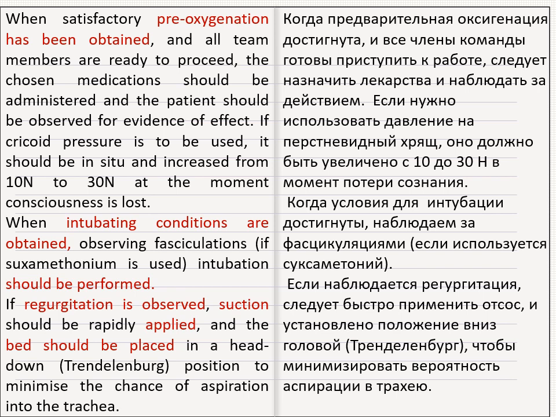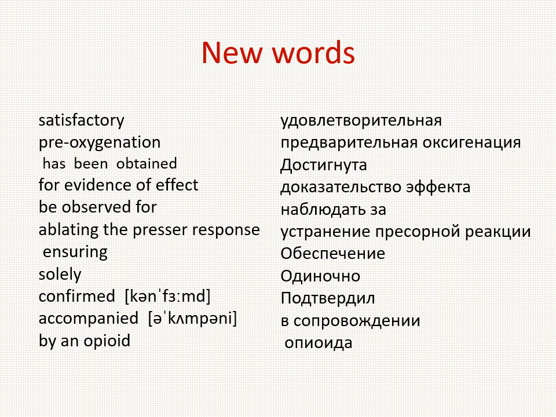If cricoid pressure is to be used, it should be in situ and increased from 10 N to 30 N as the moment consciousness is lost. When intubating conditions are obtained, after fasciculation if succinylcholine is used, intubation should be performed. If regurgitation is observed, suction should be rapidly applied and the patient should be placed in the head-down position to minimize the chance of aspiration into the trachea.